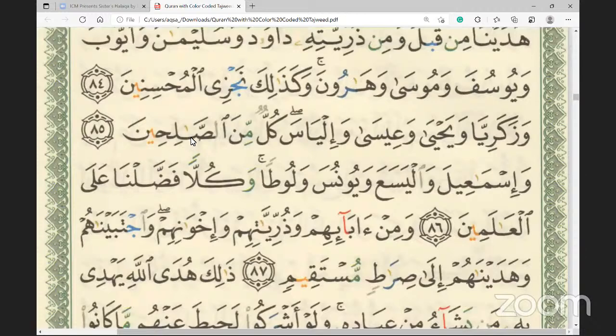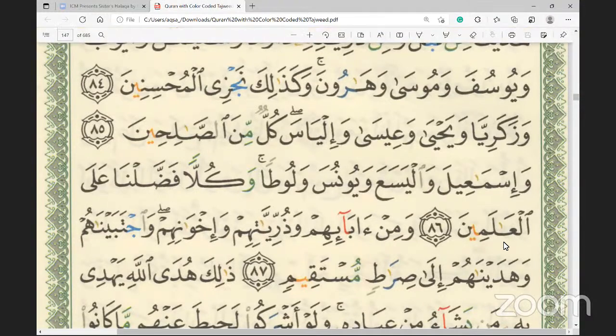Notice how we're going to do this one. I want you to pay attention. Wa kullan. Notice kullan. What am I doing? Taking out the N sound and replacing it with a nose sound after I jump right here. So technically I'm saying kulla, but what I'm really doing is giving it the nose sound. Wa kullan faddalna ala al-alamin.